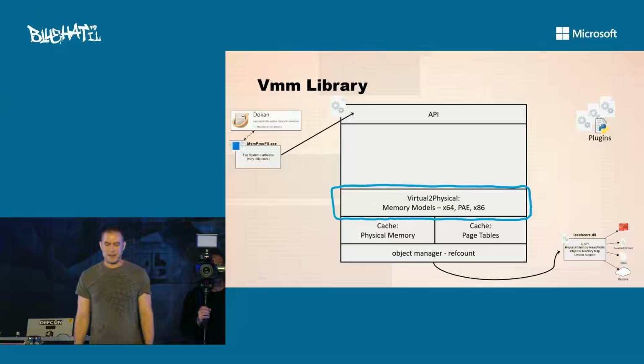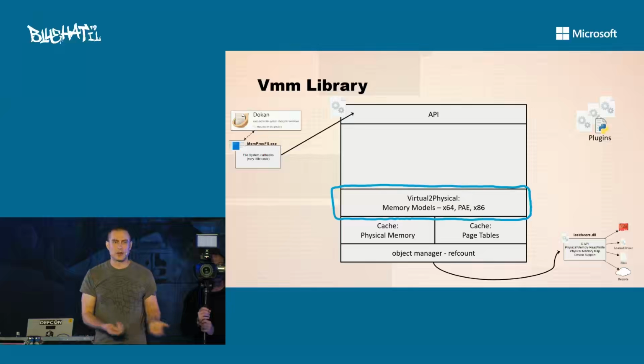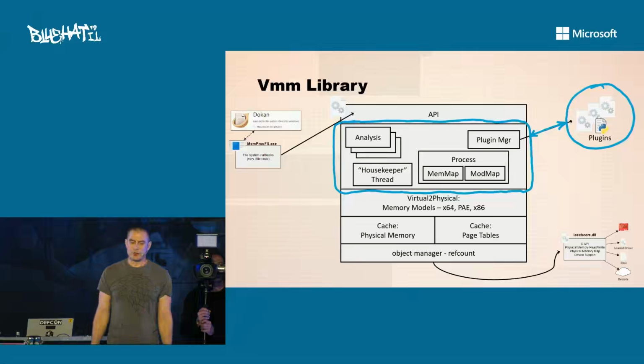And then we need to have a layer that takes care of the virtual to physical memory translations. And in order to do so, we need awareness of which memory model the target system is using. For example, if I'm using the 64-bit memory model, physical address extension, or the standard x86 32-bit memory model. And then, of course, we do lots of analysis things in here as well.